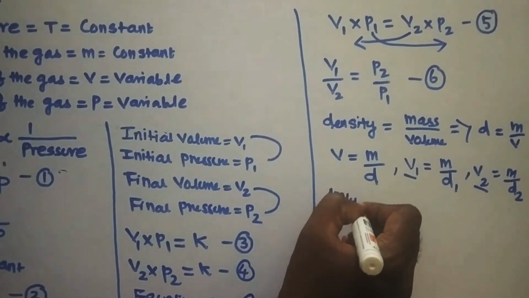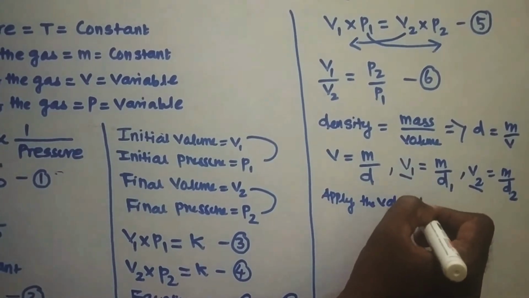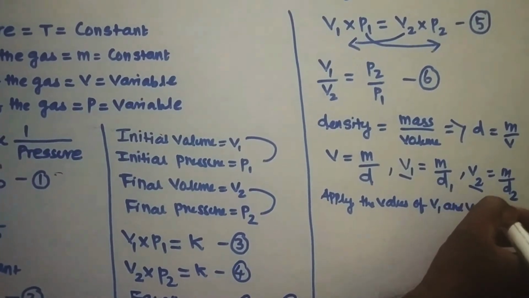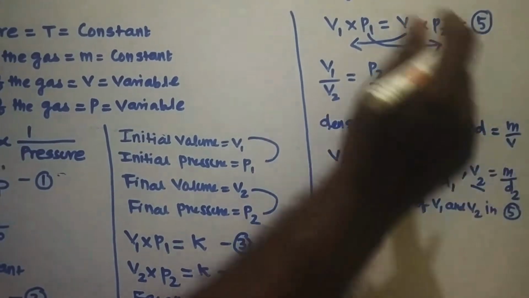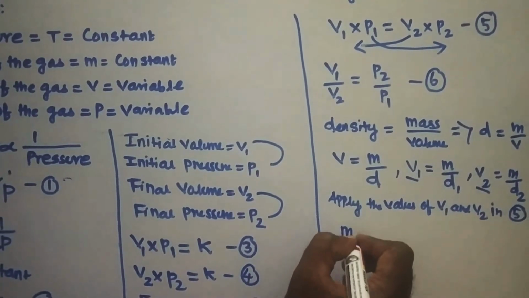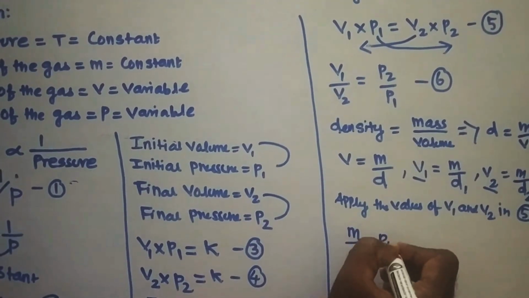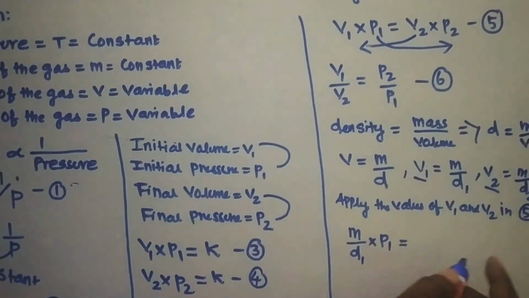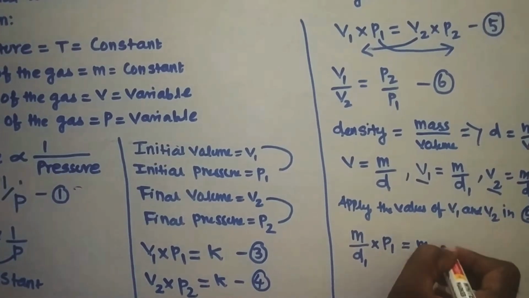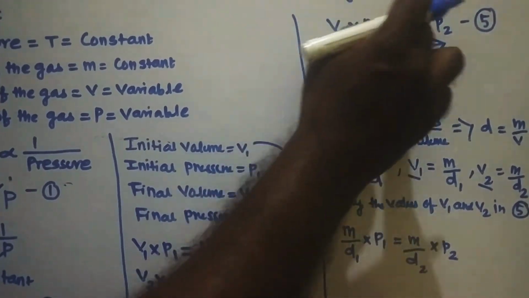Apply the values of V1 and V2 in equation number 5. As a result, V1 is equal to m by d1 into P1, and V2 is equal to m divided by d2 into P2. We are applying the values of V1 and V2 here.